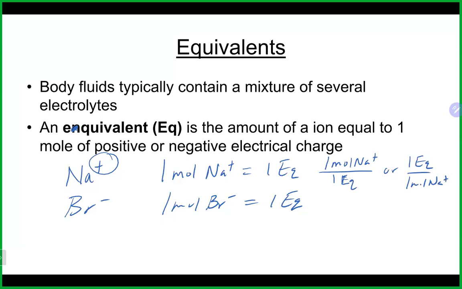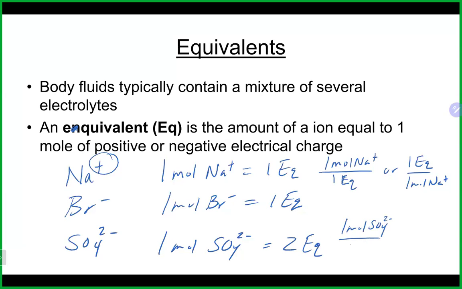And if you had something, say, like sulfate, and 1 mole of sulfate, how many equivalents should I have? Should have two. Again, it doesn't matter if it's positive or negative here. And again, we can use that as really a conversion factor. 1 mole of sulfate gives us two equivalents. Our two equivalents is 1 mole of sulfate.